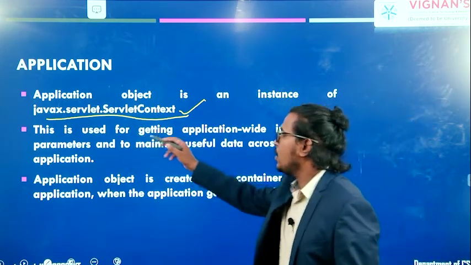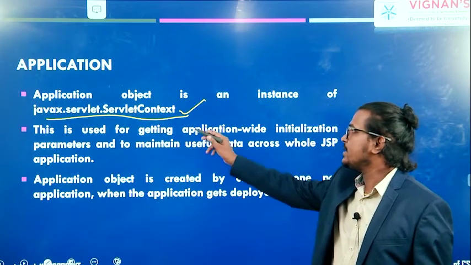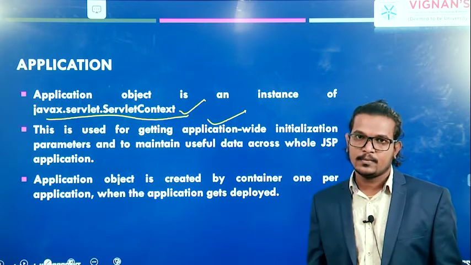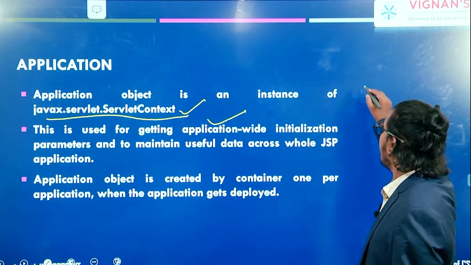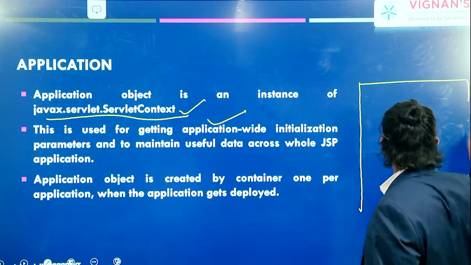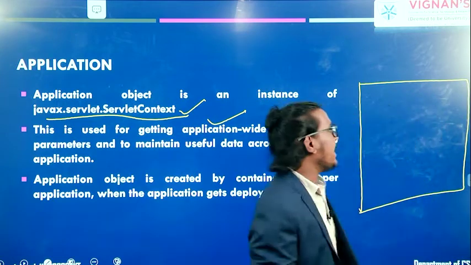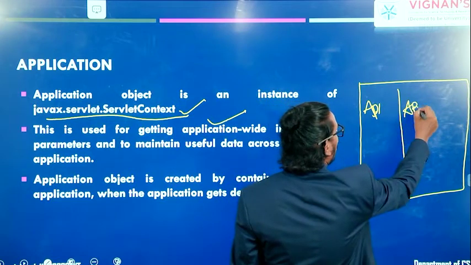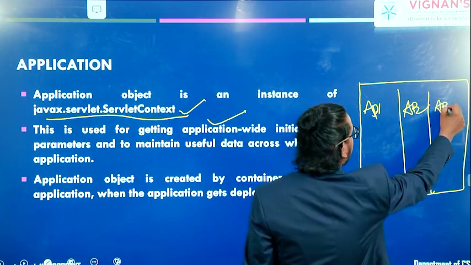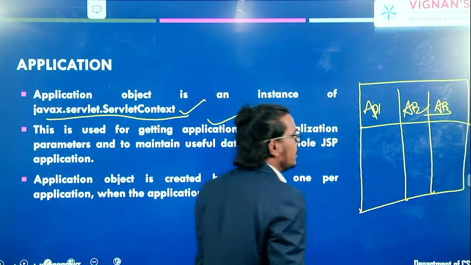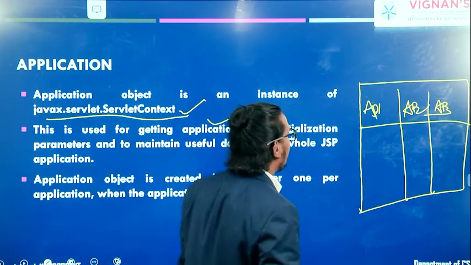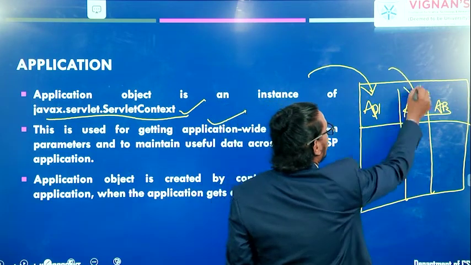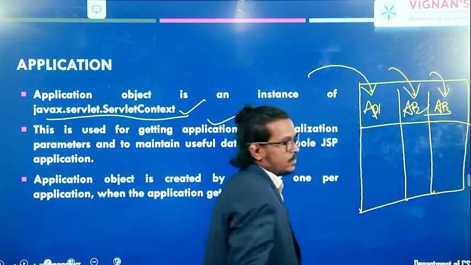With the help of this application object, we are getting the application-wise initialization parameters. For example, we have a server, and in this server we have different types of applications: application 1, application 2, application 3. With the help of this application object, we are getting separate values for each and every application.